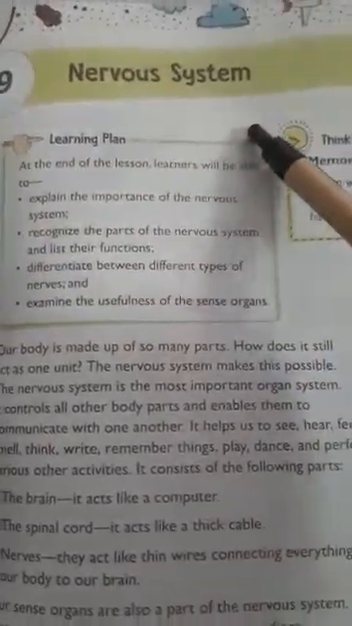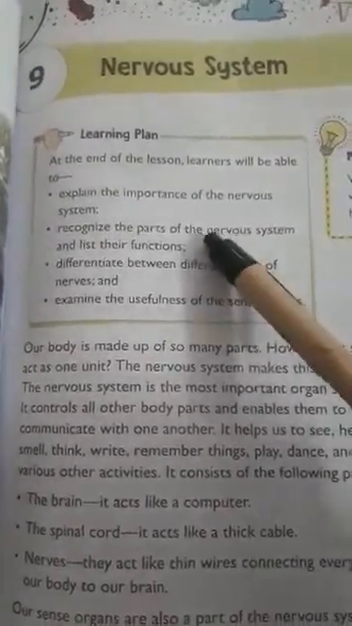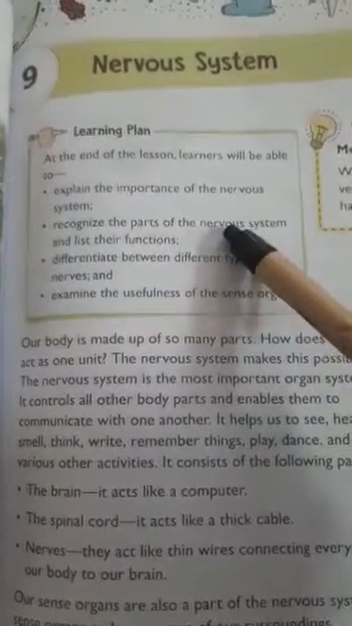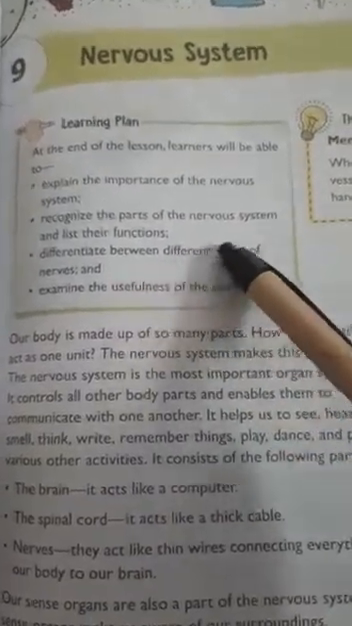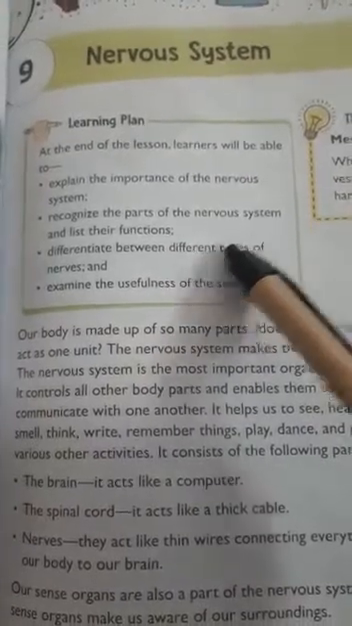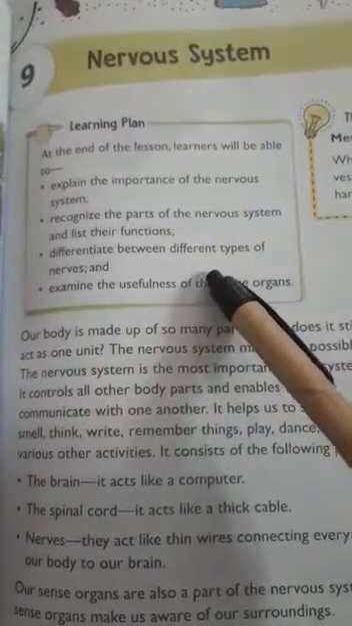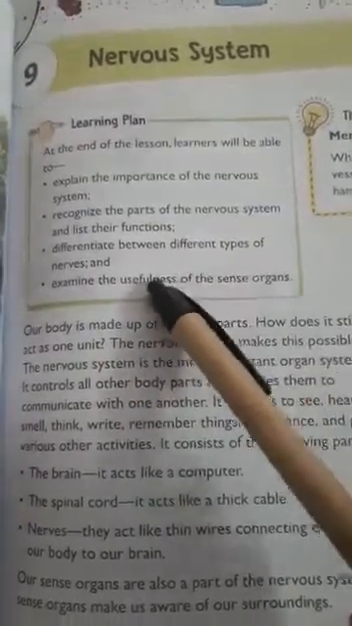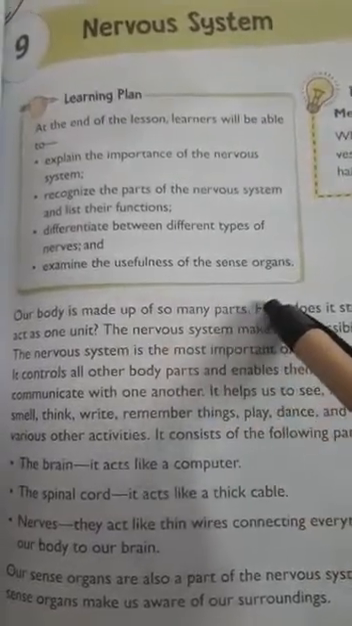In today's video, we are going to start lesson number 9, the nervous system. At the end of this chapter, you will be able to explain the importance of the nervous system. You will be able to recognize the parts of the nervous system and list their functions. You will also see the difference between different types of nerves, and you will be able to examine the usefulness of the sense organs.